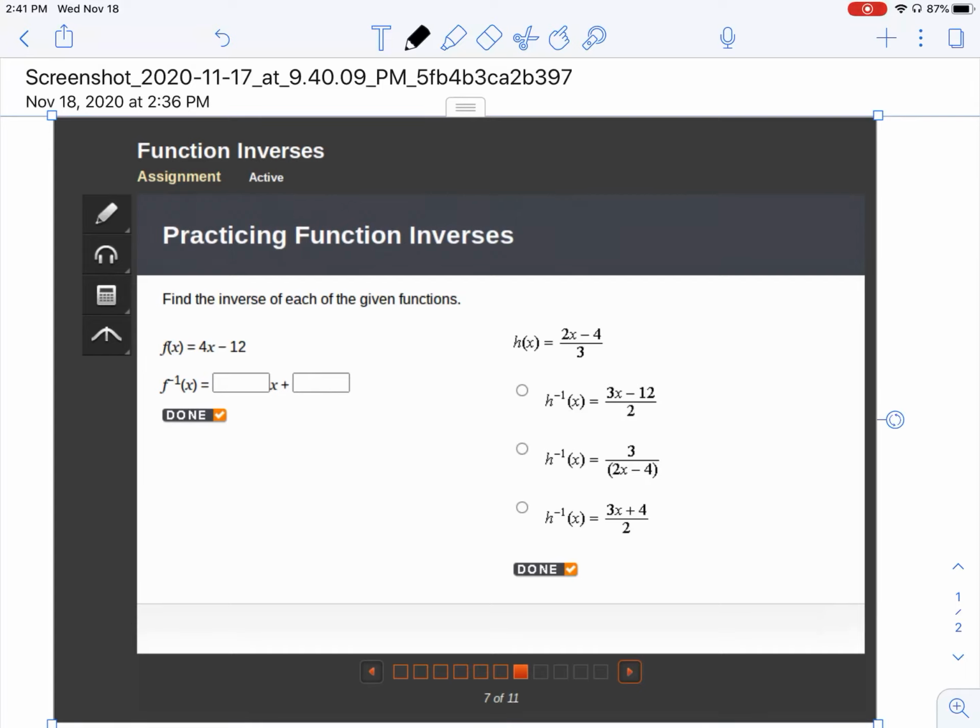Here's a question from practicing function inverses. When we find the inverse of a function, we are interchanging variable x and variable y. For our first question on the left, we have f of x equals 4x minus 12. You might think, Miss O, you said we're interchanging x and y, but I don't see variable y.